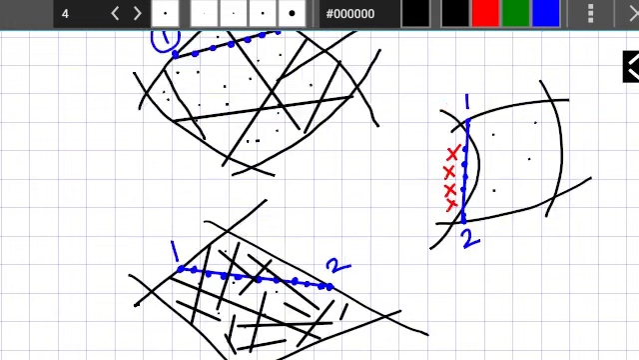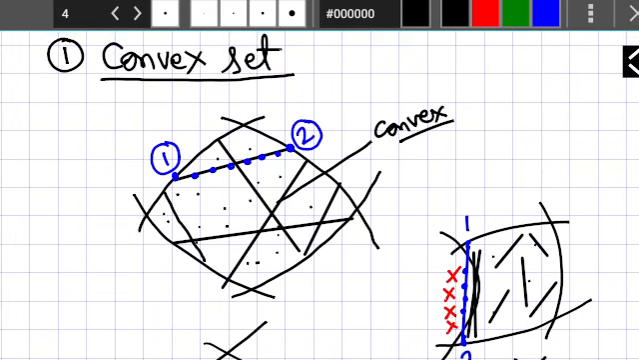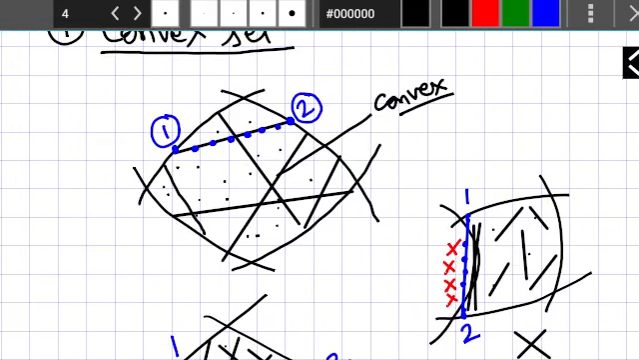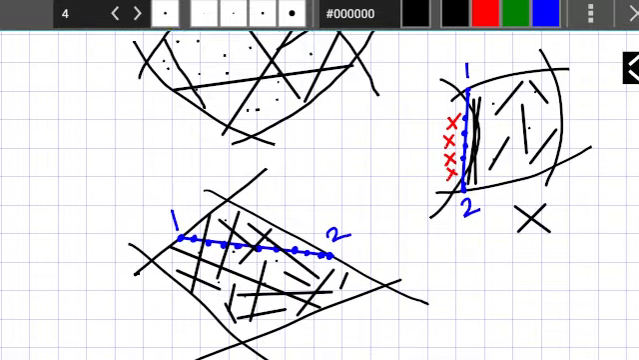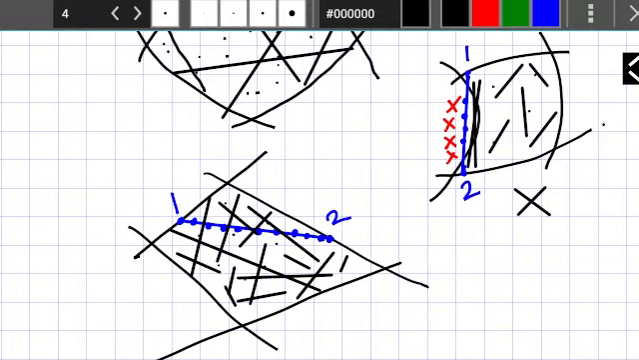But this is not true here. Here it is true, here it is true, here it is true, but here it is not true, like this. These points are going out. Okay, so this region is not convex and this region is convex. These 2 regions are convex, or these points are a convex set of points. So you can define it this way now.